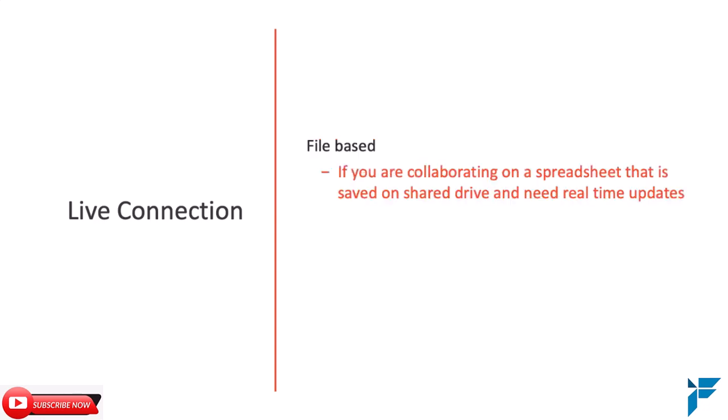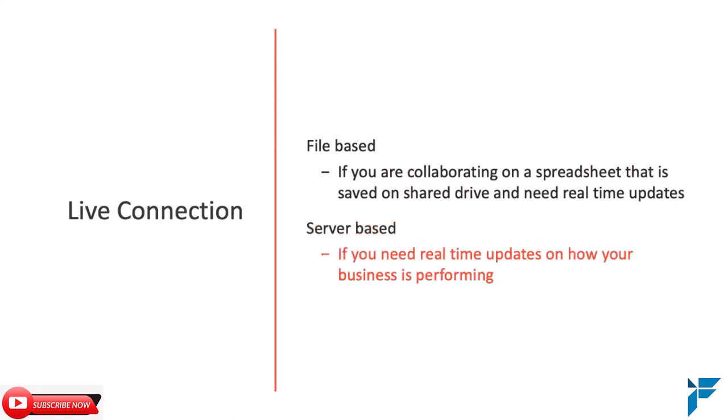Now that we have talked about advantages and disadvantages of each type of connection, let's talk about use cases of when you can use each type of connection to get the most out of Tableau's fast data engine. You would use a live file-based connection if you're collaborating on a spreadsheet, for example, that is saved on a shared drive and you need real-time updates. And a server-based live connection if you need real-time updates on how your business is performing.